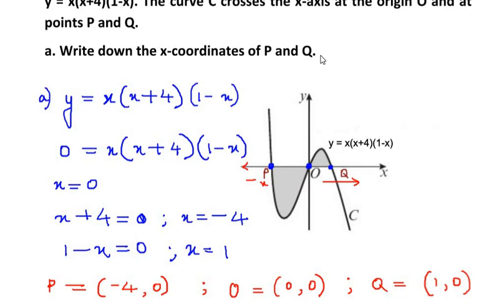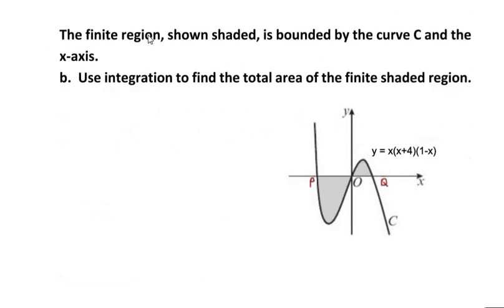Let us look at the next part of this question. The finite region shown shaded is bounded by the curve C and the x-axis. Use integration to find the total area of the finite shaded region. So here you can see this is the region which is shaded and this is the region which is shaded. So we have to find the total area which includes the negative curve as well as the positive curve.